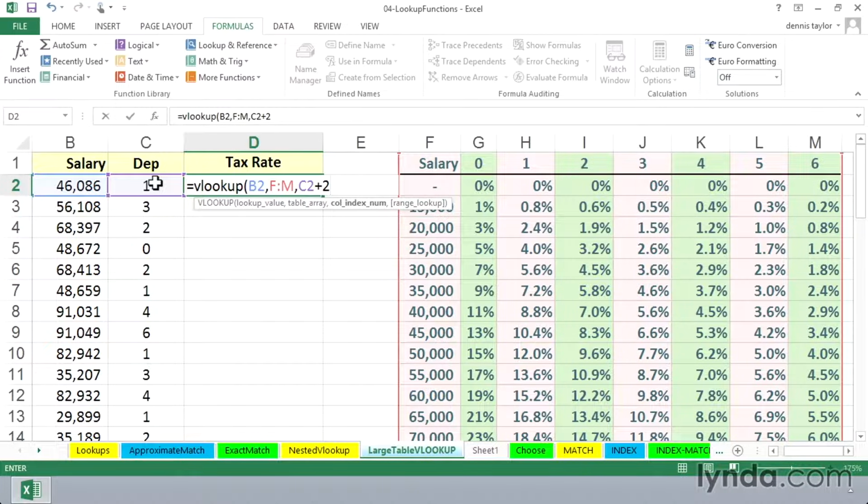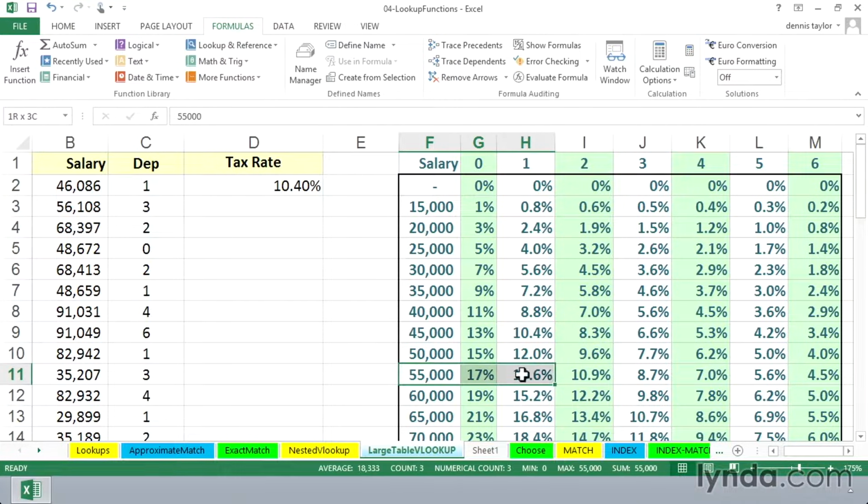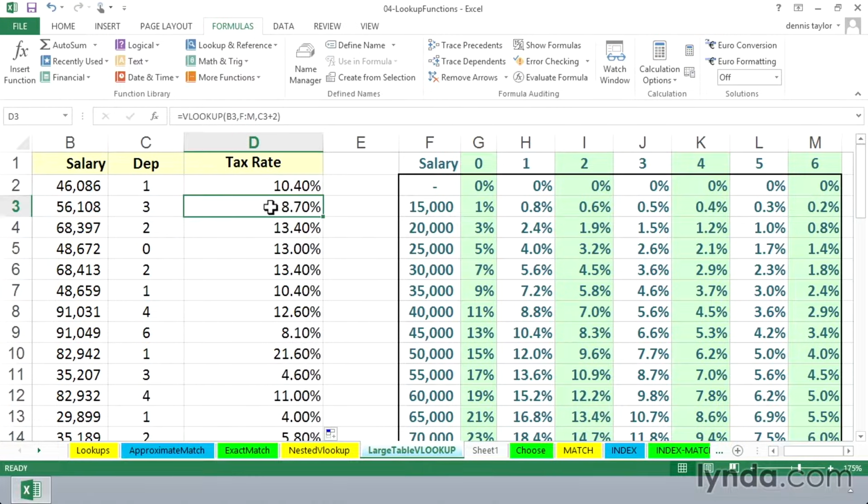And so if this is all going to be working properly, as we look at this 46,000 here, we'd be looking in row 9 for our answers. And because this is one dependent, we should be getting 10.4% here. And that's exactly what we're getting. And looking ahead into the next entry for 56,000 and 3 dependents, we'd be looking in row 11, 3 dependents, 8.7%. So we'll double click, and sure enough, we're getting that answer as well.